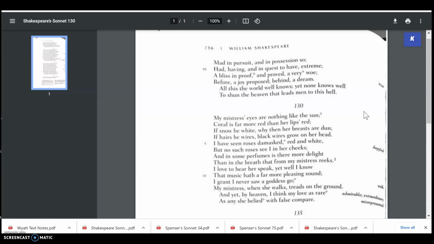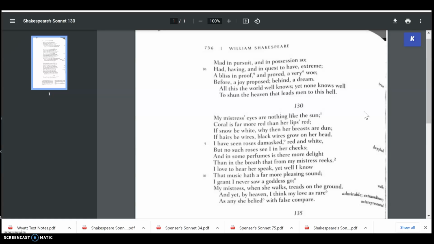I love to hear her speak, yet well I know that music hath a far more pleasing sound. I grant I never saw a goddess go. My mistress, when she walks, treads on the ground." We'll talk about those first 12 lines first, and then we'll talk about those last couplets in just a second. So let's talk about this.